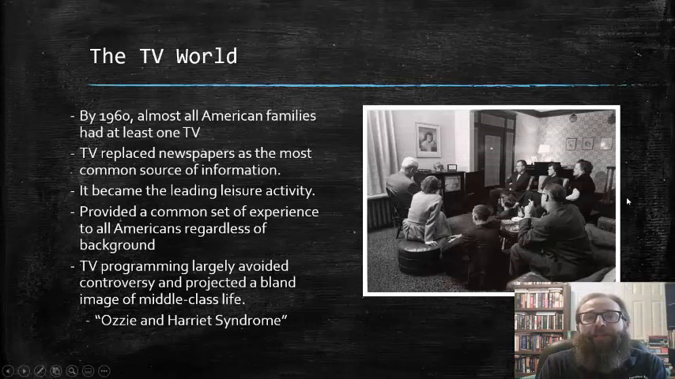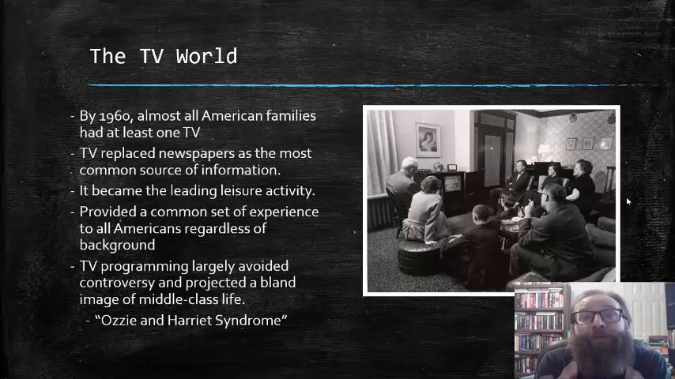One new technology that quickly captured the hearts and minds of most Americans and rapidly transformed American society and culture was the television set. By 1960, almost all American families had at least one TV in their household, and TV quickly replaced newspapers as the most common source of information. It became the leading leisure activity for most American families, particularly in the evenings. It helped to provide a common set of experience to all Americans, regardless of background, which in many ways did help to unite and homogenize American culture.